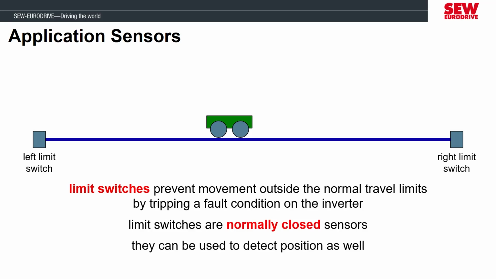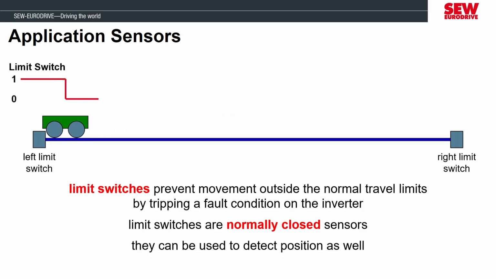The MOVIDRIVE can use these to determine the end of travel in one direction and the start of travel in the other. Here's an example of what happens to the state of the limit switch if it is contacted. The equipment traveled to the left limit switch and the sensor signal was high. It contacted the switch, causing the sensor to go low, and now it's stopped on the switch until it's backed off.